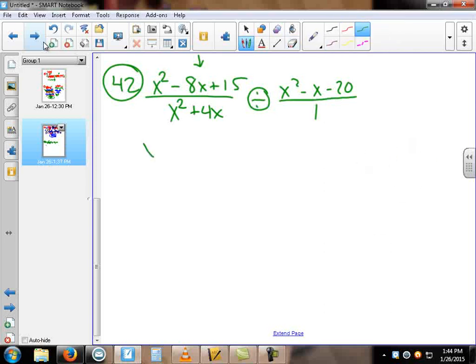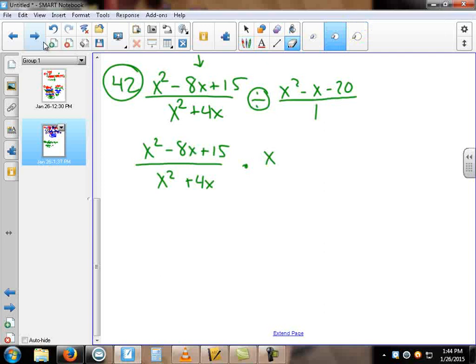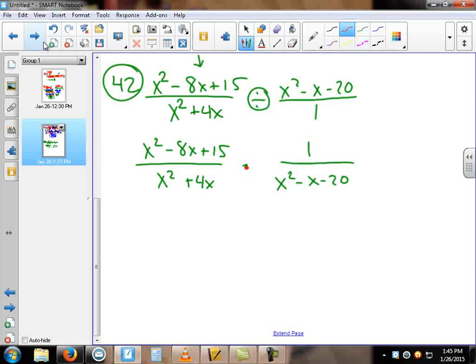Okay, so I'm going to have x squared minus 8x plus 15 over x squared plus 4x times 1 over x squared minus x minus 20. All right, so this is going to be a little bit different because now we flipped it, and now we have these two fractions. It's back to multiplication, which means it's going to be one fraction when I'm all done. So I'm keeping that in mind. That was the whole goal here of flipping it, was to make it easier to work with.